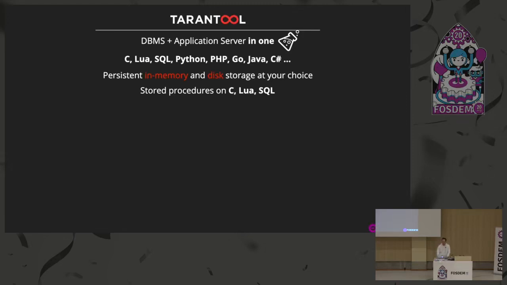We offer two engines: in-memory engine and on-disk engine. In-memory has tree hash indexes. On-disk engine has LSM trees, like in MyRocks in MySQL. In-memory engine is persistent. Data is persisted in a write-ahead log, so after restart it's recovered and your data is not lost. You can write stored procedures, so any of these three languages can be used for the application server.